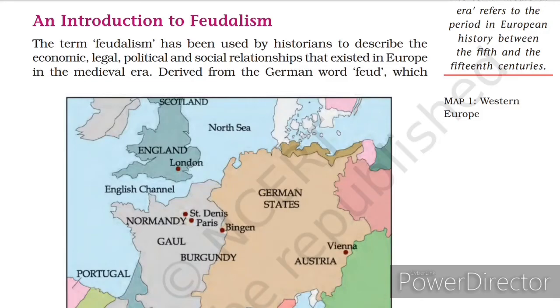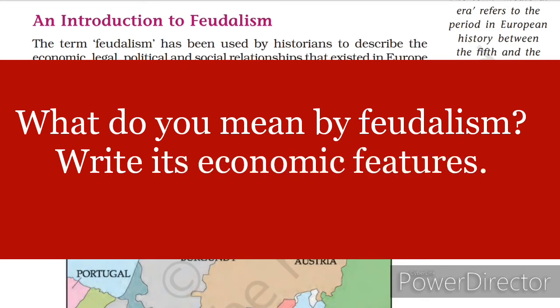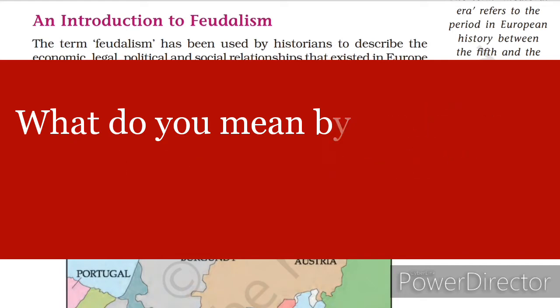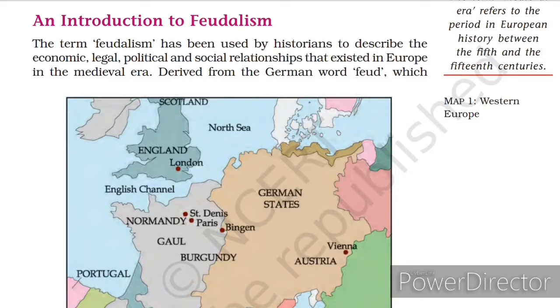So for this, you can take down a question. The question is, what do you mean by feudalism? Write its economic features. As we got the question, we have to say what we exactly mean by the term feudalism, and then also we have to write the economic features of it.